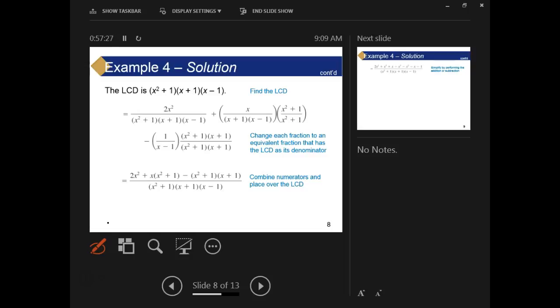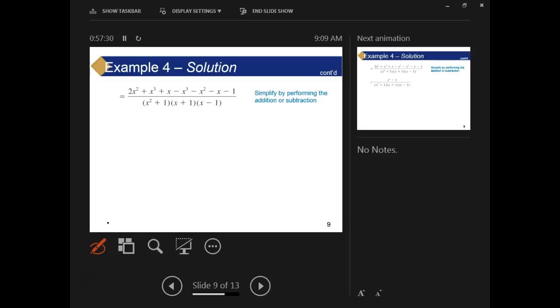Okay? So now we're going to clear parentheses, distribute: 2x squared plus x cubed plus x, and then that minus 1 negates everything in there. Multiply those together, and they all come out positive, but the minus 1 changes them all to negative. Okay? So that's what you got. But at this point, you can combine like terms, and that gives you 2x squared minus x squared is x squared. The x cubed minus x cubed goes to 0. x minus x goes to 0. You're left with a minus 1. And that gives you that.